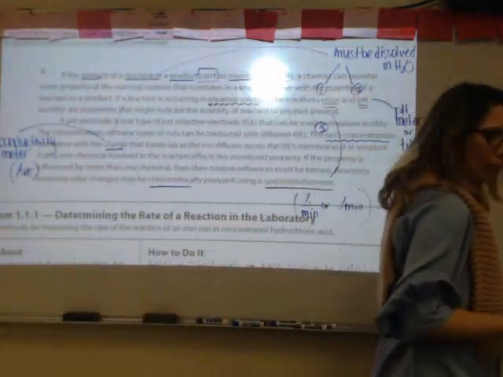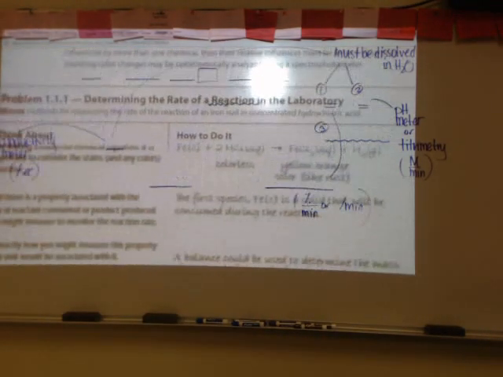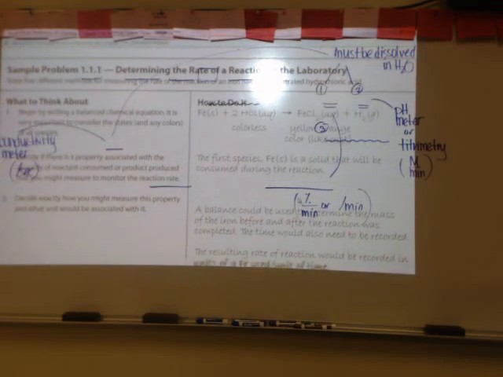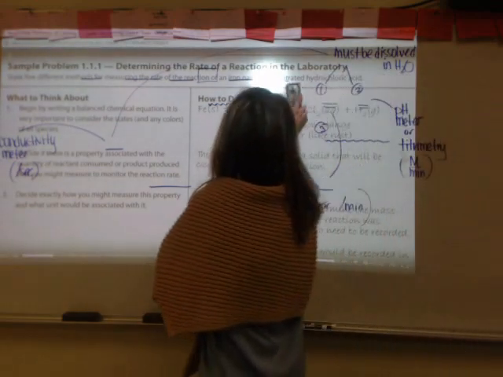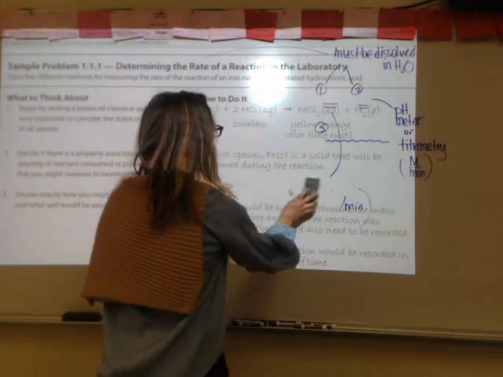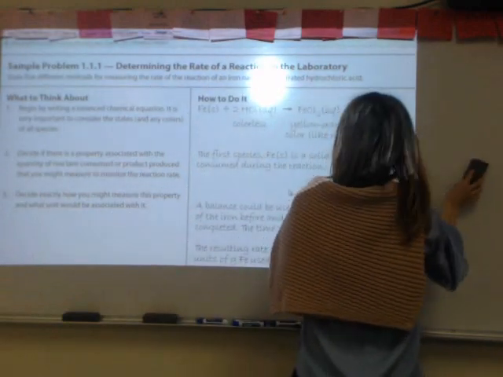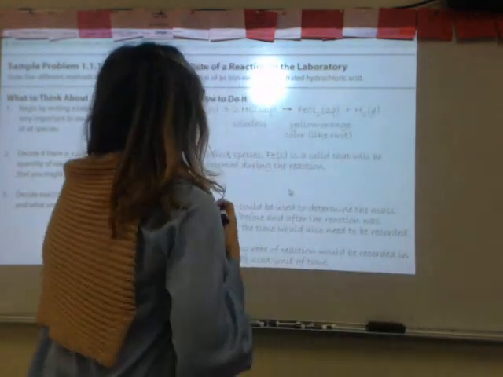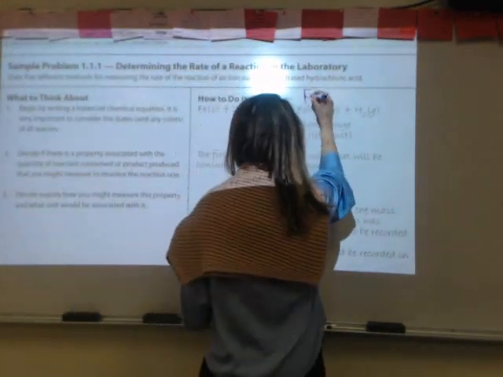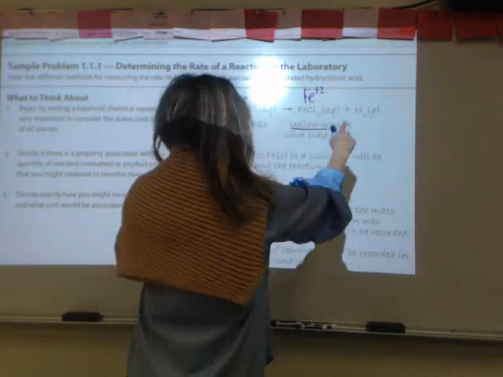Okay. Now, if you take a look at the sample problem, you probably feel like I just threw a lot at you. They want you to think of different methods for measuring the rate of a reaction when an iron nail is put into concentrated hydrochloric acid. Well, iron is solid, and hydrochloric acid is dissolved in water, and it has a pH less than 7, and it's colorless. But when the single replacement reaction takes place, you're going to form iron 2 chloride. And these iron 2 ions are going to have a really distinct color, like rust. And you're going to form hydrogen gas.